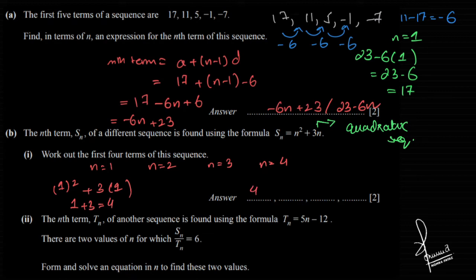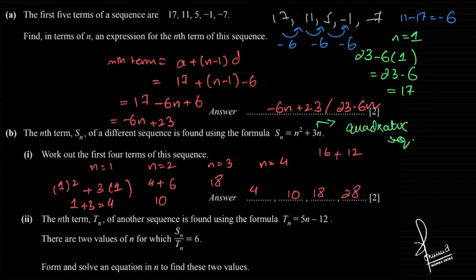Second term 2 square, which is 4 plus 3 into 2 6. Your second term is going to be 10. Third term 3 square 9 plus 3 into 3 is again 9. 9 plus 9 is 18. तो आपकी third term आ जाएगी 18. Fourth term 4 square is 16 plus 3 into 4, which is 12. This is going to equal to 28. तो आपकी fourth term 28 आ जाएगी.